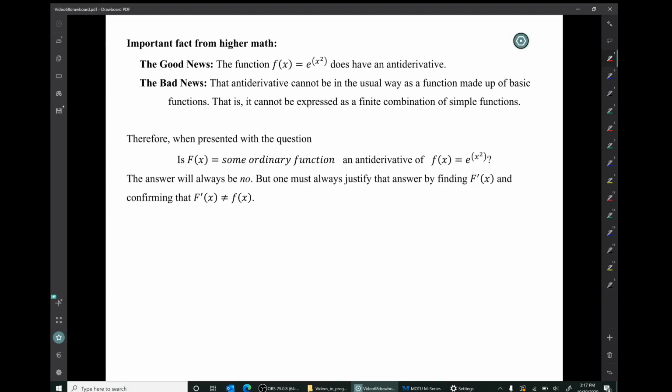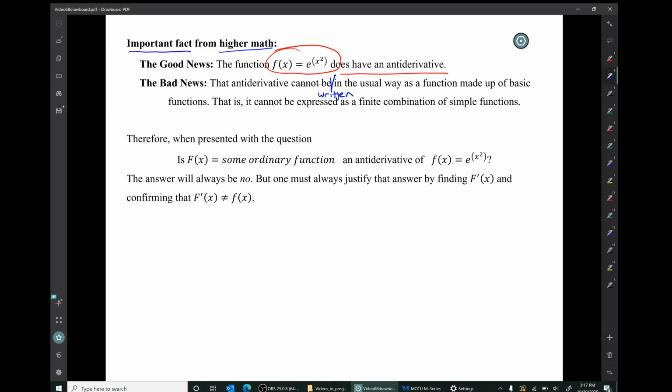Well, it turns out this is kind of a famous function. Here are some important facts from higher math. The good news is that this function, little f of x equals e to the x squared, does have an antiderivative. The bad news is that the antiderivative cannot be written in the usual way as a function made up of basic functions. That is, it cannot be expressed as a finite combination of simple functions.